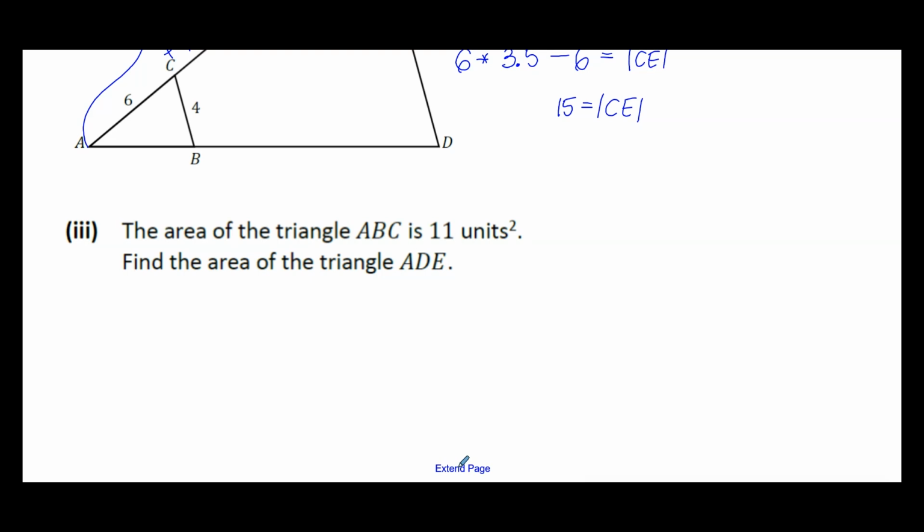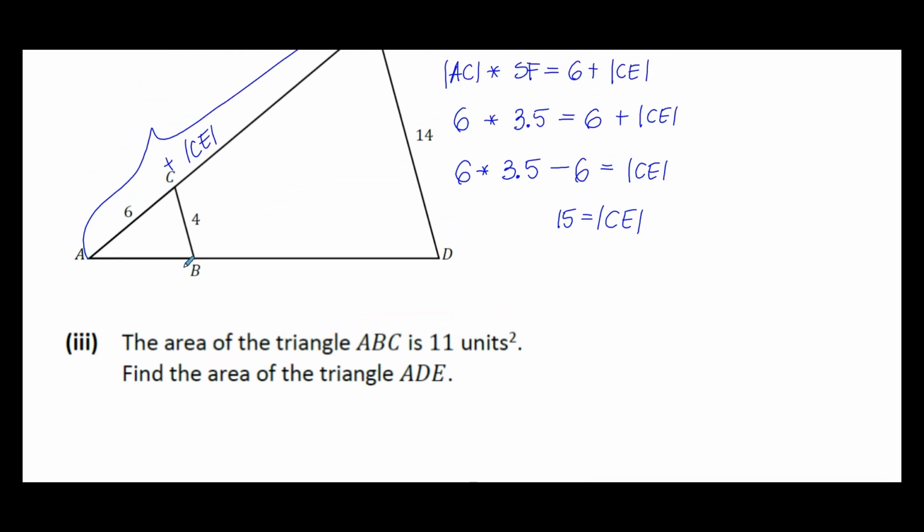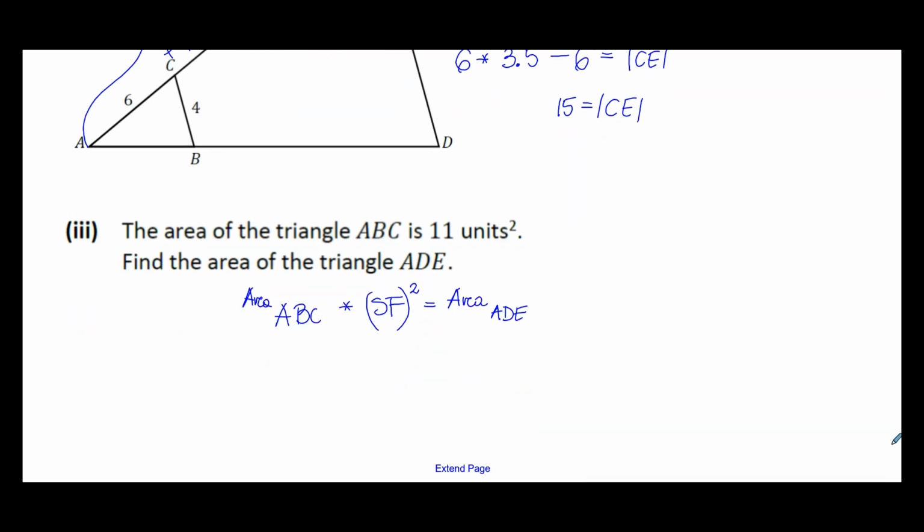Okay, then let's have a look at the last part. The area of triangle ABC, the small triangle, is 11 units. Find the area of triangle ADE, so the big one. Again, that's the piece of knowledge we are using. When we take the not enlarged area, in this case the area of ABC, and we multiply by the scale factor taken to the power of 2, we're going to get the area of the enlarged, in this case ADE triangle.